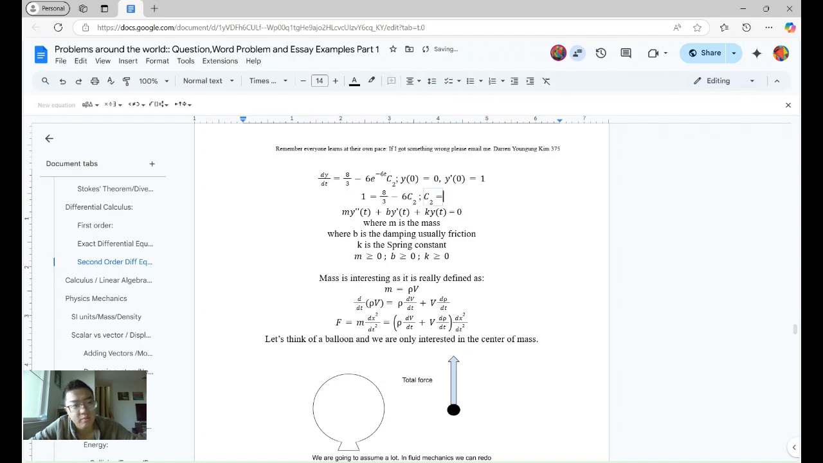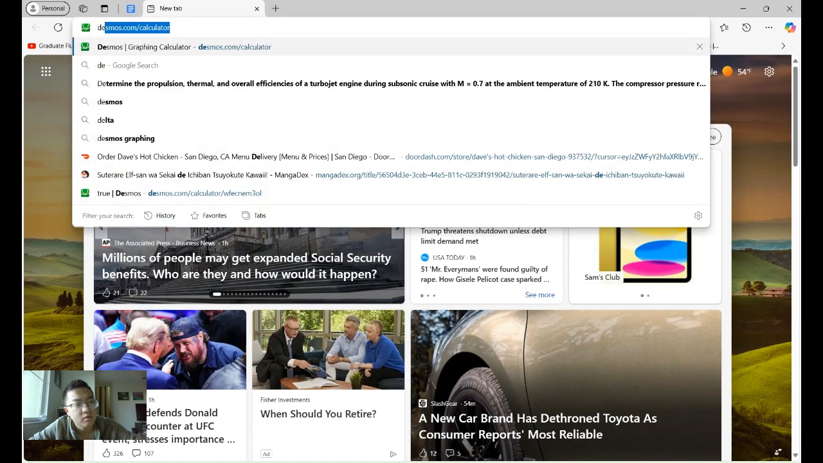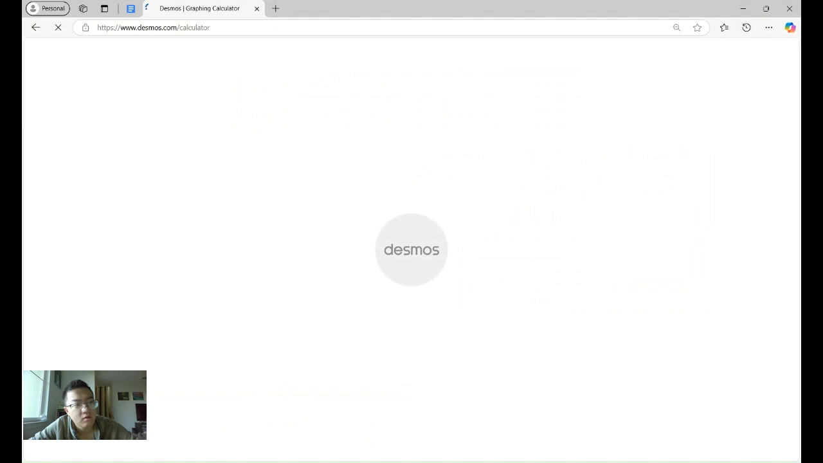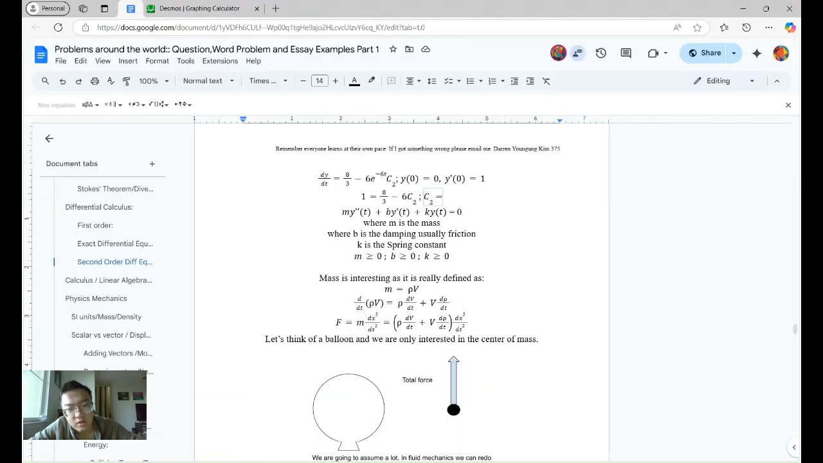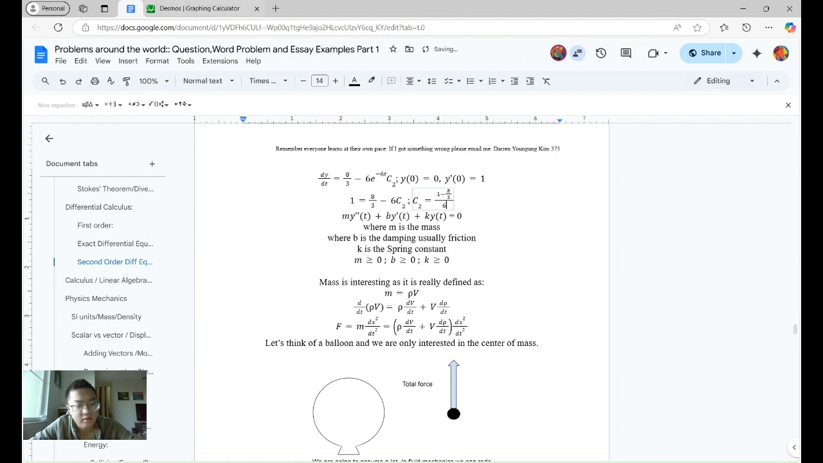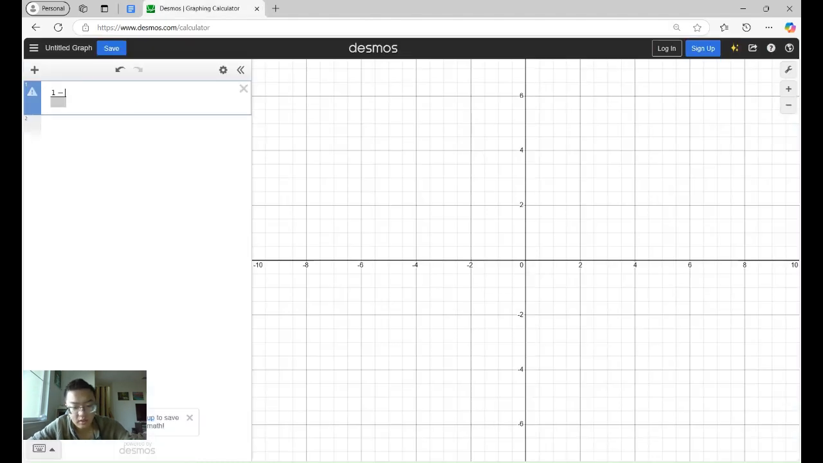I need to bring up Desmos. Did I get that right? Desmos, yes. And you bring up Desmos, and then you just have to do 1 minus 8 divided by 6. I'm not doing that in my head, so let's just do this. 1 minus 8 divided by 3 divided by 6. So there's your answer.